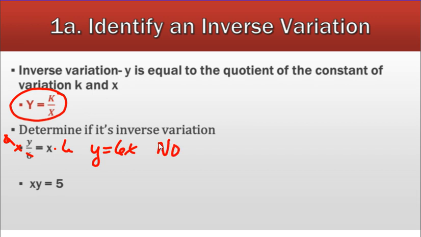The second example, xy equals 5. To get y by itself, I divide by x on both sides. And I have y equals 5 divided by x. So this one is inverse variation because I have my constant divided by my x variable.